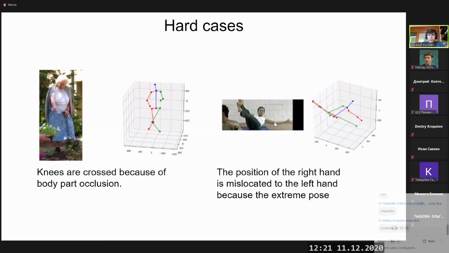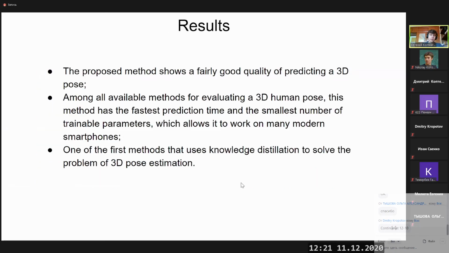And as results, first, the proposed method shows fairly good quality of prediction of three-dimensional pose. And among all available methods for evaluating three-dimensional human pose, this method has the fastest prediction time and the smallest number of trainable parameters, which allows it to work on many modern smartphones. And this method was one of the first methods that use knowledge distillation. That's all.